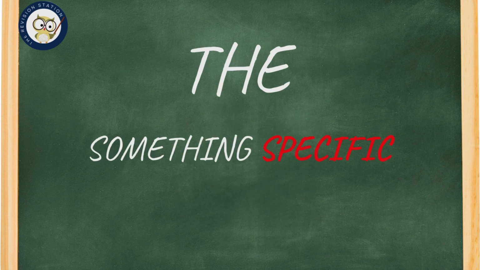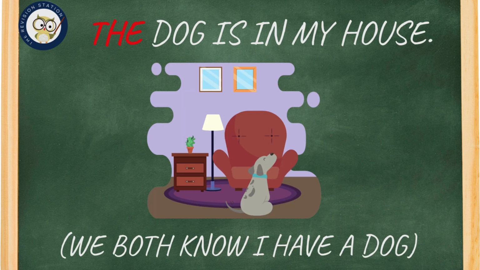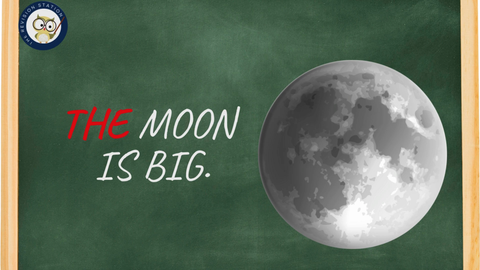The is for something specific. We both know what it is. The dog is in my house. The blue umbrella. The moon is big.